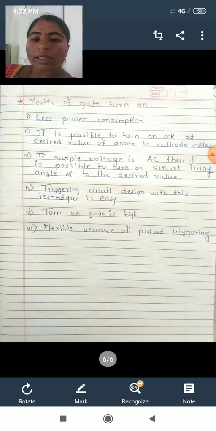Third, if the supply voltage is AC, then it is possible to turn on the SCR at the desired firing angle alpha. Fourth, the triggering circuit design with this technique is very simple. Fifth, turn on gain is very high. And last, it is flexible because of gate pulse triggering.